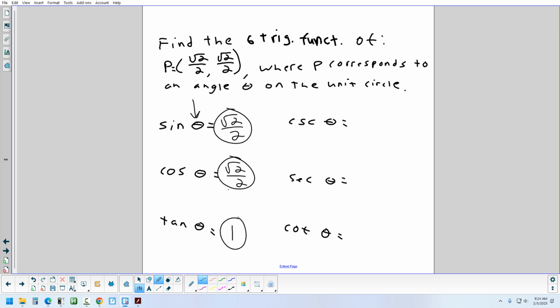So let's do the cotangent, because that one's going to be real quick. The tangent is 1. What's the cotangent? It's also 1, because when you flip 1, you get 1. There's 2 numbers you can flip and they stay the same. That's one of them. How about cosecant? What's going to be my first step to finding the cosecant?